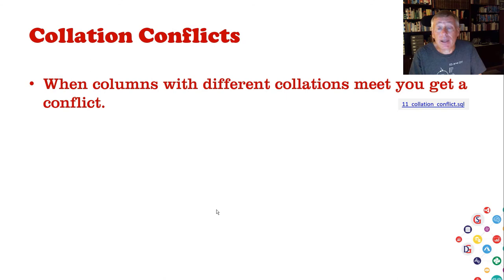Now, another collation pain point, this one for better reasons. In an expression, if you have two columns with different collations, you will get a conflict. And I think I better do a demo to explain how it works.